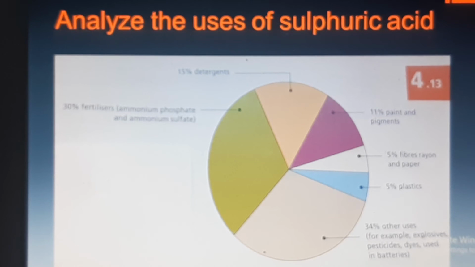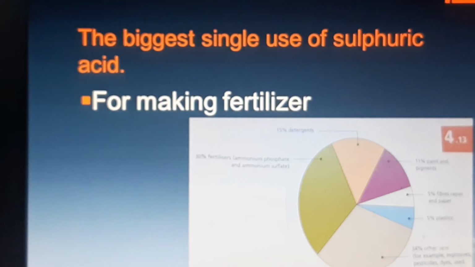One thing we also have to remember here is the 15 percent for detergents. What is the use that sulfuric acid and alkalis have in common? That is detergent, because detergents need alkalis, and detergent making also needs sulfuric acid. So this 15 percent is used for making detergents.